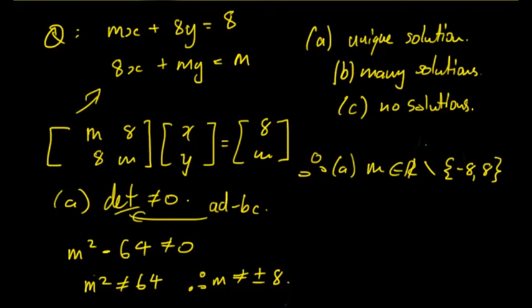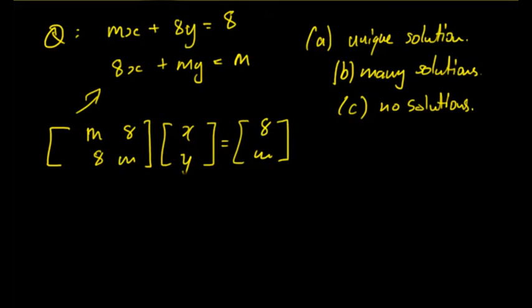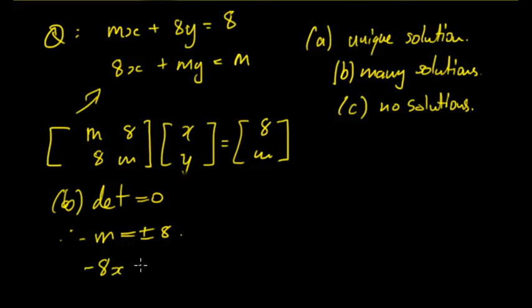Then what about for many solutions? So we've already set up this equation. Now, with many solutions, the determinant has to equal 0. Therefore, for part b, the determinant has to equal 0. Therefore, m has to equal plus or minus 8, because we've just done that calculation. But if we sub this in, let's see what happens when m equals negative 8. When m equals negative 8, we get negative 8x plus 8y is equal to 8, then 8x minus 8y is equal to negative 8.